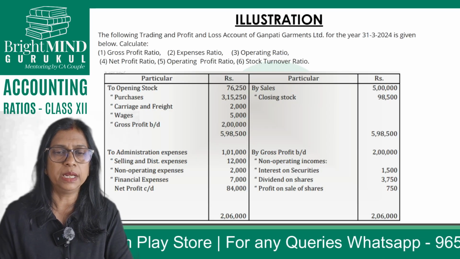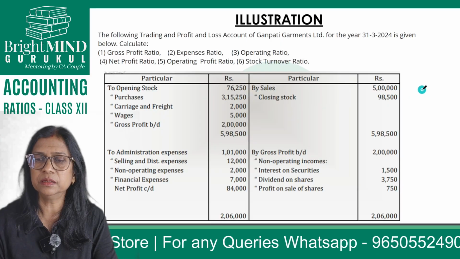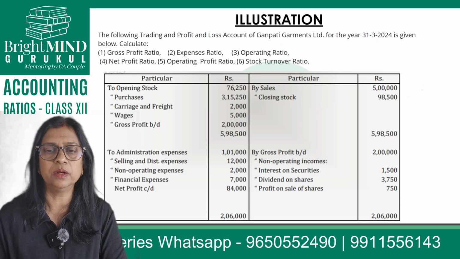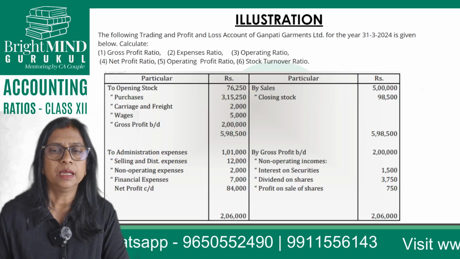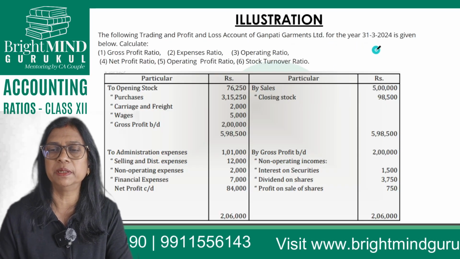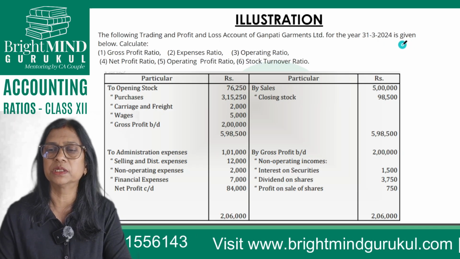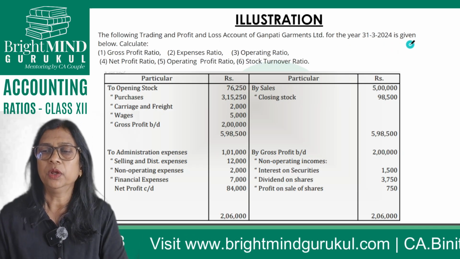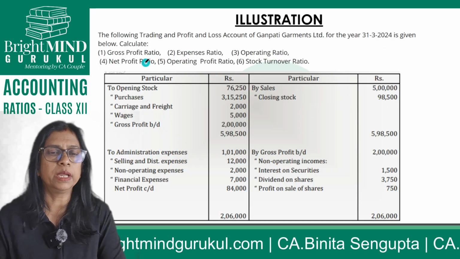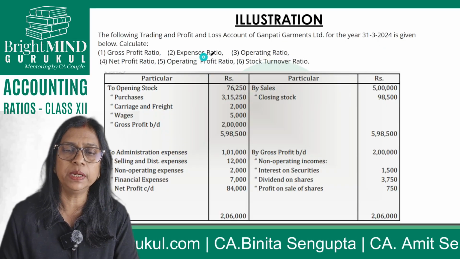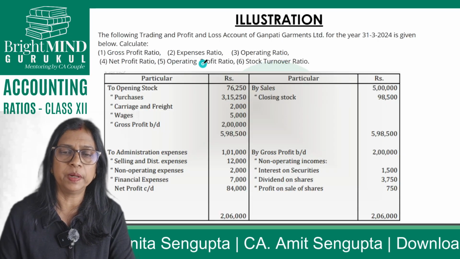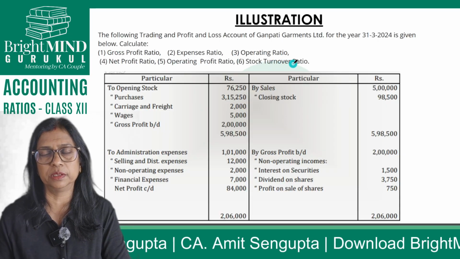Okay, so let's do one illustration which will help us understand the different ratios. See, the following trading and profit and loss account of Ganpati Garments Limited for the year ended 31st March 2024 is given below. Calculate the GP ratio, expenses ratio, operating ratio, net profit ratio, operating profit ratio and stock turnover ratio.